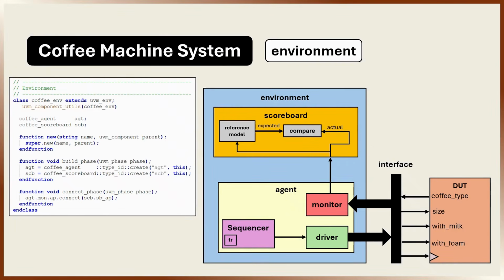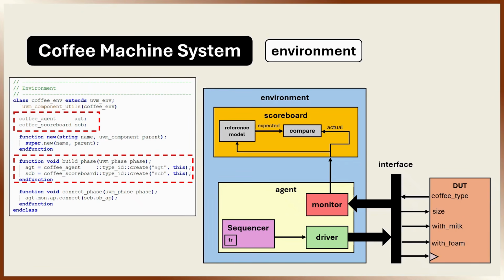This section defines the environment, the top-level container that gathers all of our verification components in one place. Inside the environment, we declare two members: the coffee agent, which contains the sequencer, driver, and monitor, and the coffee scoreboard, which checks the correctness of the coffee machine's output.